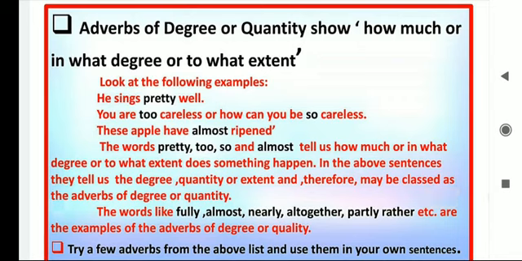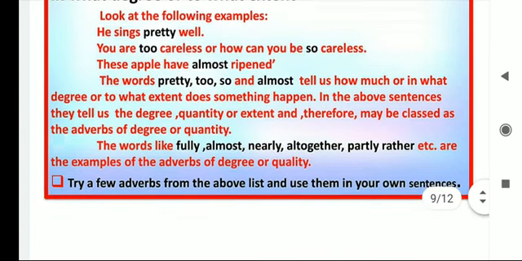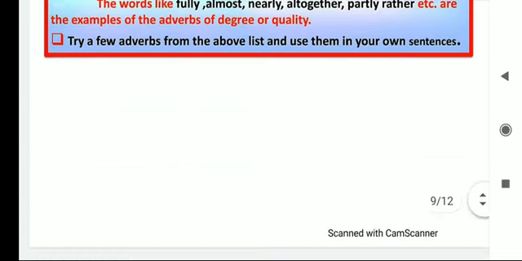quantity or extent, and therefore they may be classed as adverbs of degree or quantity. The words like fully, almost, nearly, altogether, pretty, rather, etc. are examples of adverbs of degree or quantity, not quality. It's wrong.